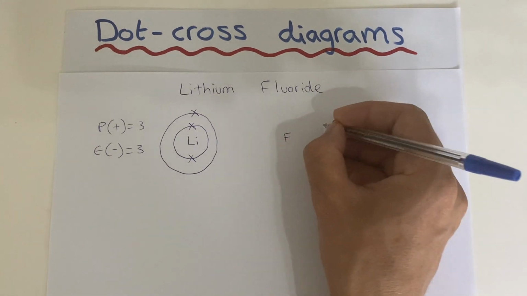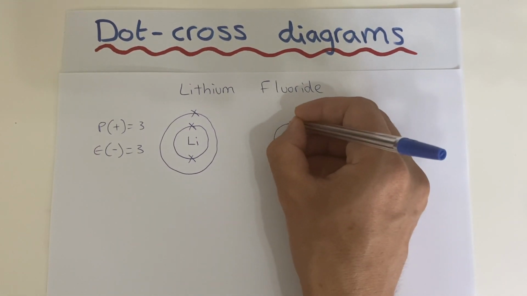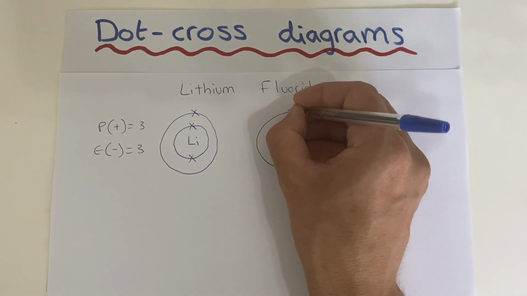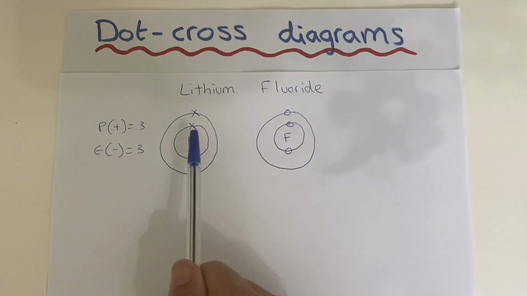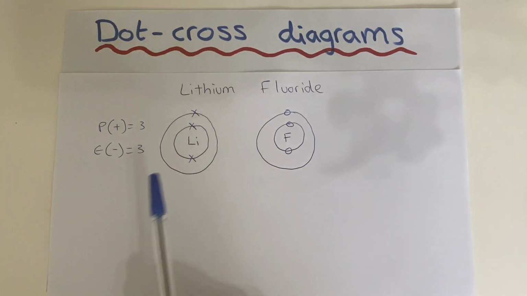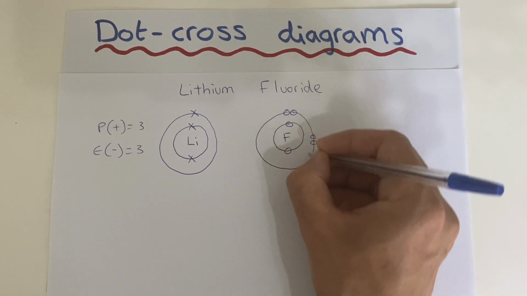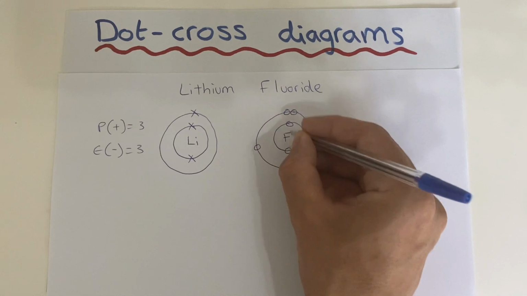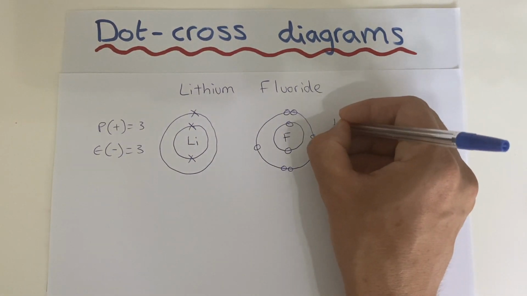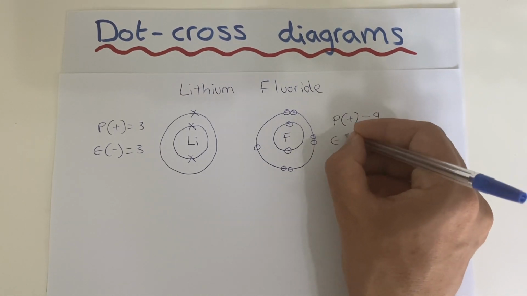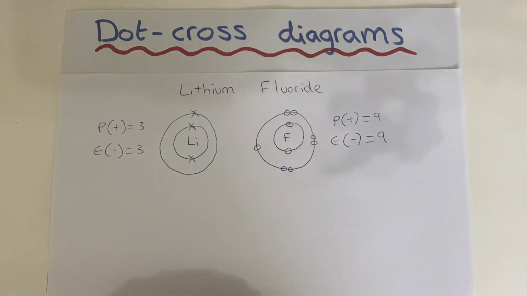Fluorine. Fluorine has an atomic number of 9. Now I'm going to draw the electrons for fluorine as dots because we're drawing dot cross diagrams. It doesn't matter which way around they are, but one atom needs to have crosses for electrons and the other one needs to have dots. So fluorine has 9 electrons, 2 in the first shell, 7 in the second shell. So it has 9 protons and 9 electrons. If you're struggling to draw these electronic configurations, have a look at my previous video on how to do that.